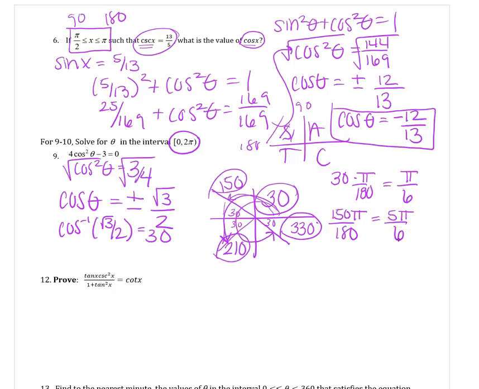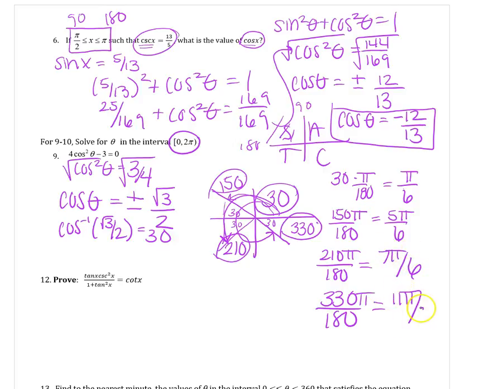And then you just do the same process for 210 and 330. Oops, that looks nasty. Okay, so 210 goes to 7 pi over 6, and 330 goes to 11 pi over 6. These are then your final answers.